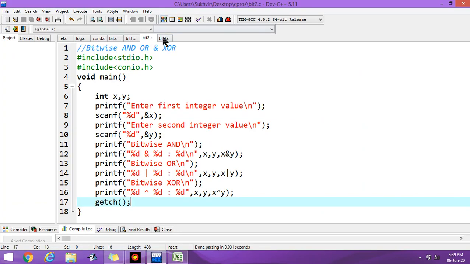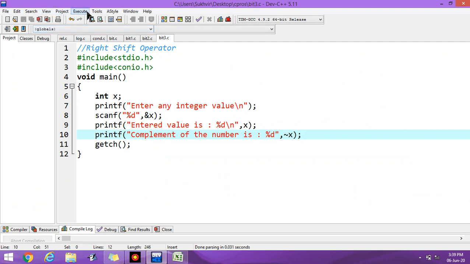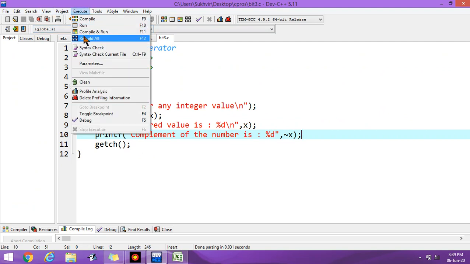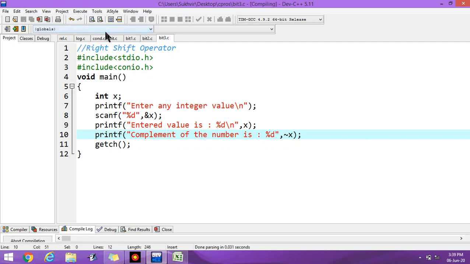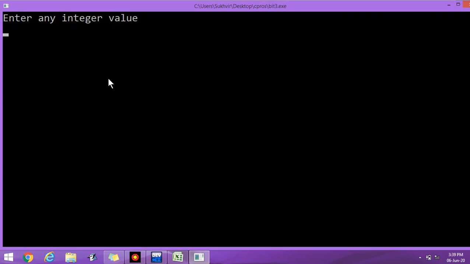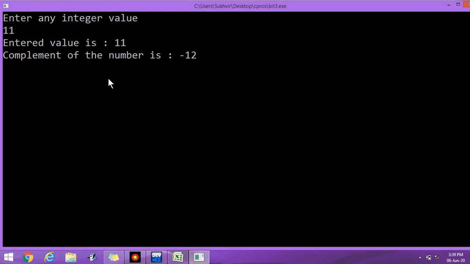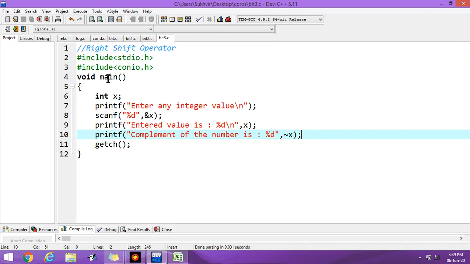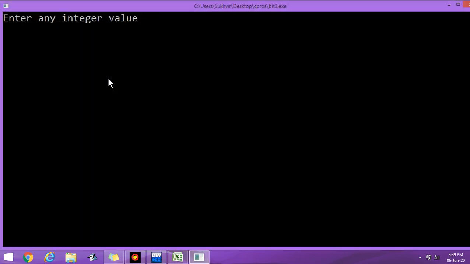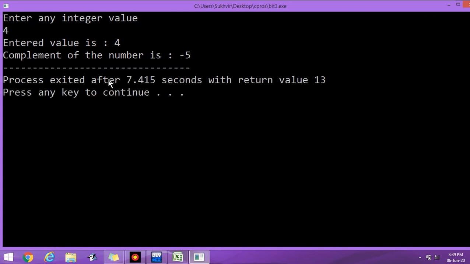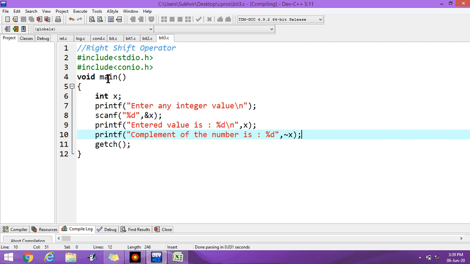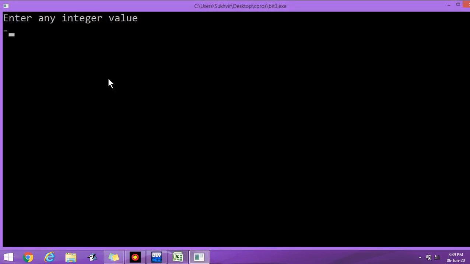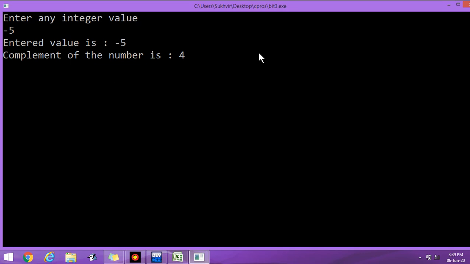Let's try to execute this. If I enter any value, the answer is one more than it, negated. Suppose I enter 11, it's minus 12. And if I enter 4, as per the Excel sheet, the answer is minus 5. If I enter minus 5, then the answer will be 4. Let us try that. If I enter minus 5, the answer will be 4.